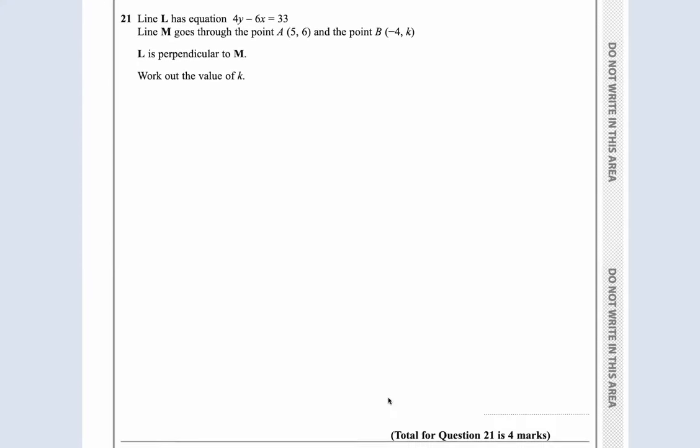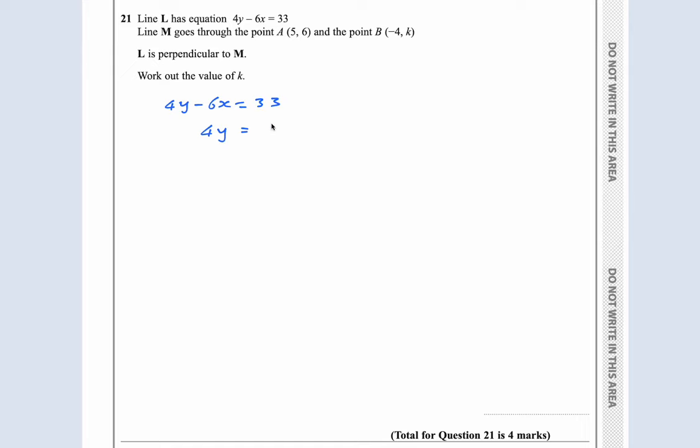Question 21. The line L has equation this, line M goes through this point and this point. L is perpendicular to M, work out the value of K. Okay, so perpendicular, guys, that tells me I need to find the gradient of a line. So this line, 4y minus 6x equals 33. What's the gradient of this line? To find it, I have to rearrange the equation. I want it in the form y equals mx plus c.